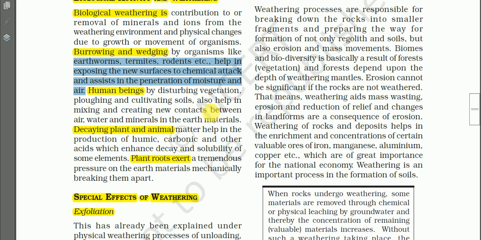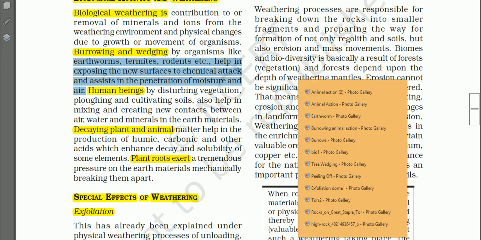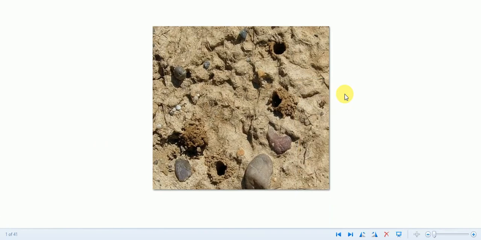Because of the action of burrowing animals, they will make holes in the rocks, in the surface, thus exposing new surfaces for chemical attack. Through these holes also, water can enter, and there may be further chemical attack. So some photographs are here. I think you may be familiar with this also.